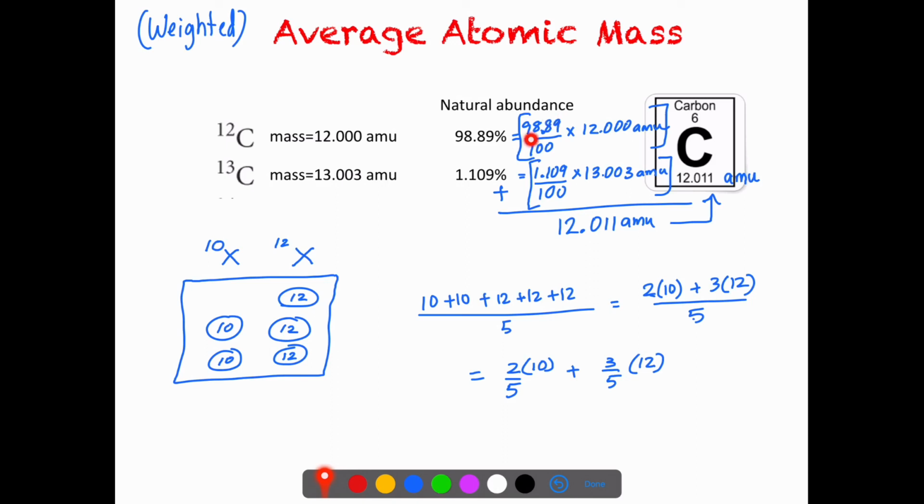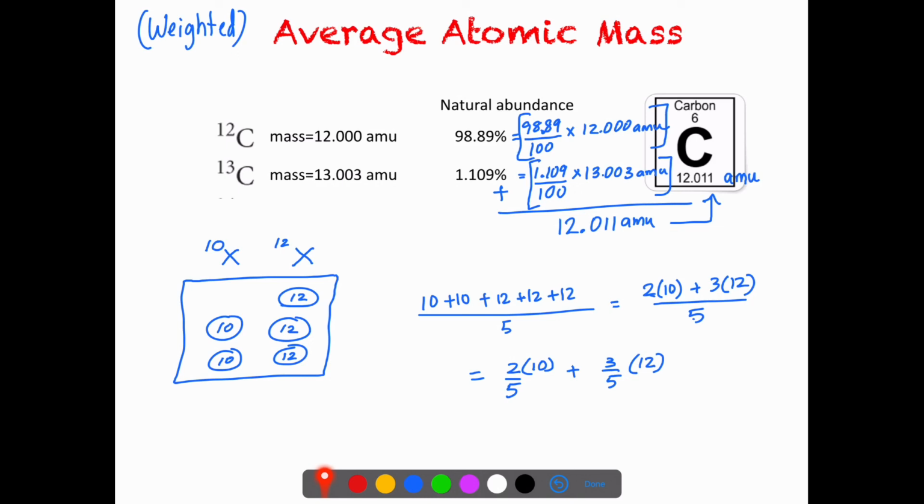You take this fraction, which is usually referred to as natural abundance, and multiply it with the weight. You do the same for every isotope. Take the fraction, multiply by weight. Don't forget to convert the percentages into fractions. And then you add them all up, and that will give you the average atomic mass.